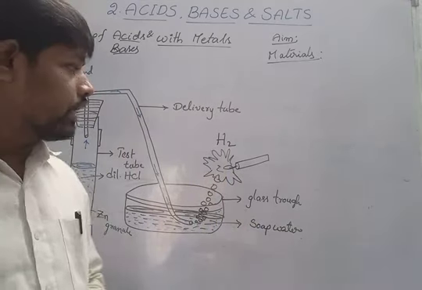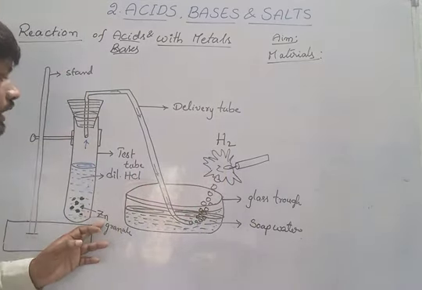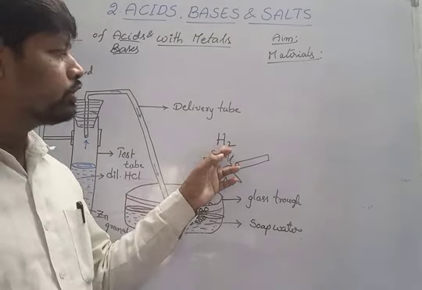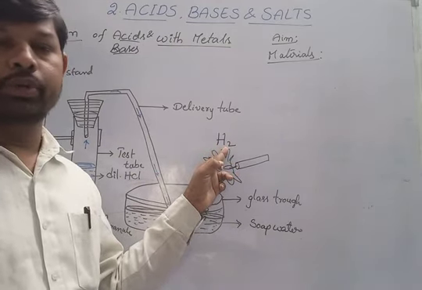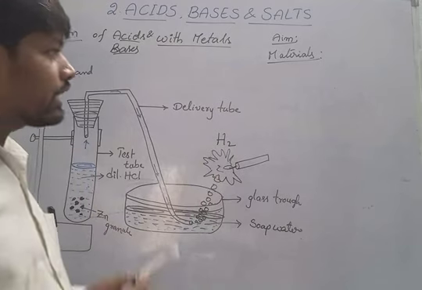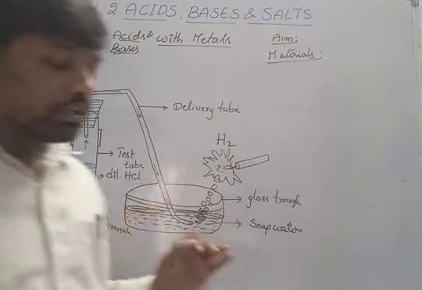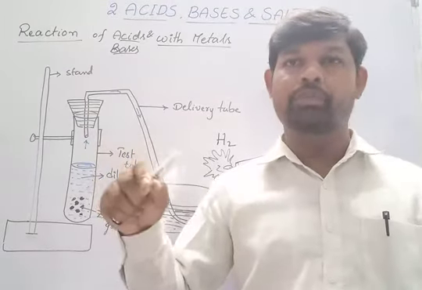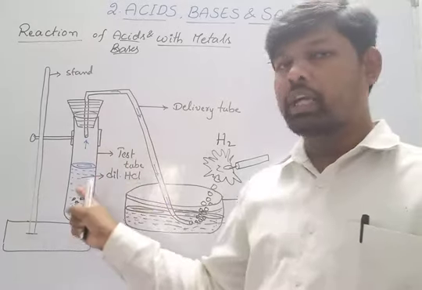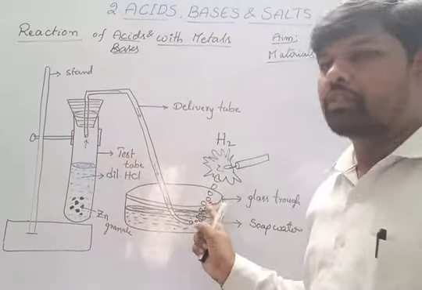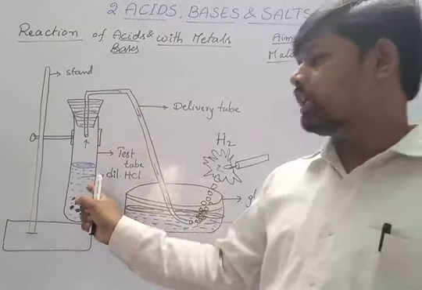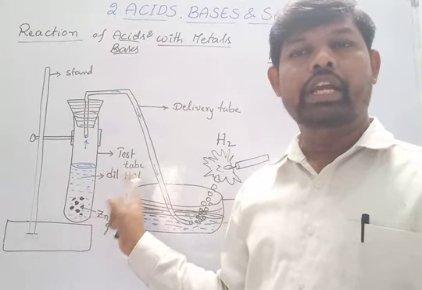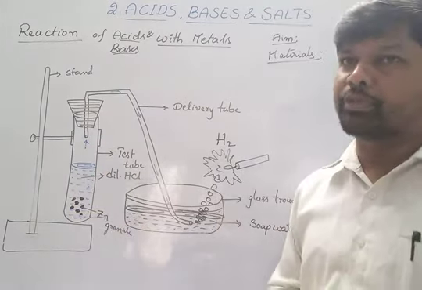So we can conclude that when zinc reacts with dilute HCl, hydrogen gas is produced. So this is a general statement. For example, in place of dilute HCl, you can take dilute H2SO4, that means sulfuric acid. So what gas is evolved? You can check again with the same apparatus, but we are changing the dilute HCl to dilute H2SO4.